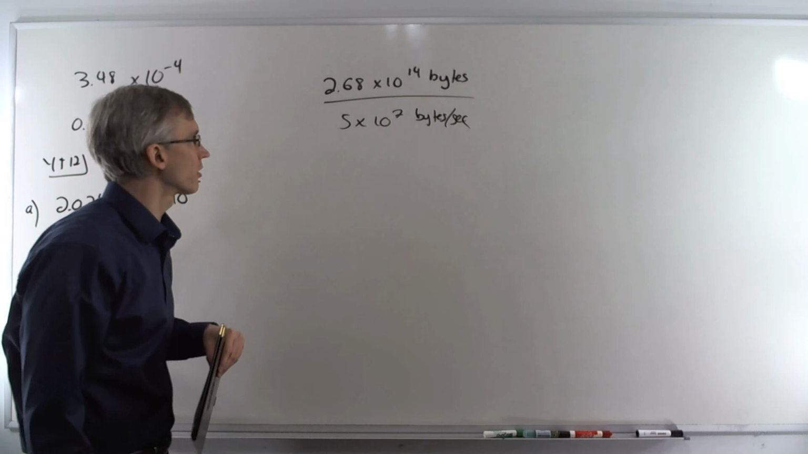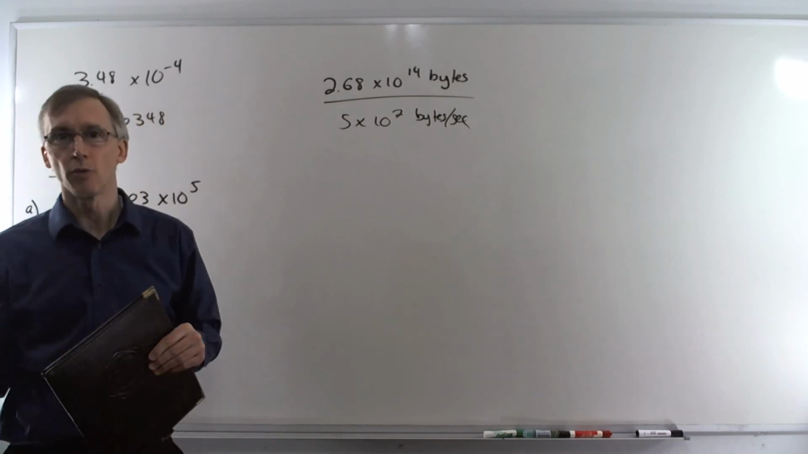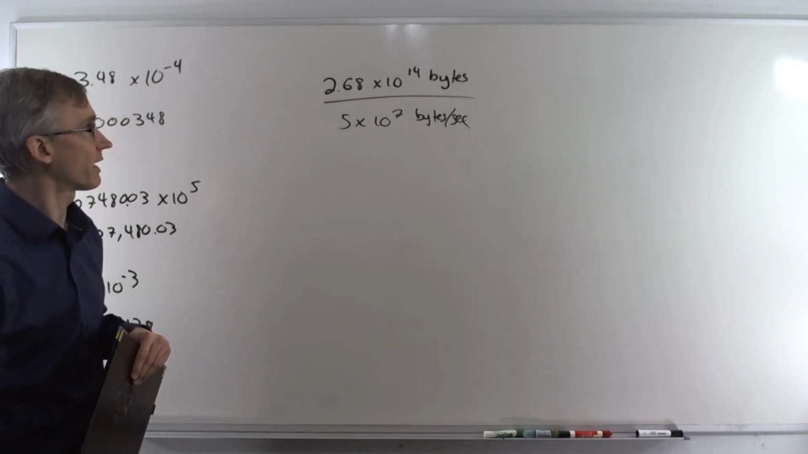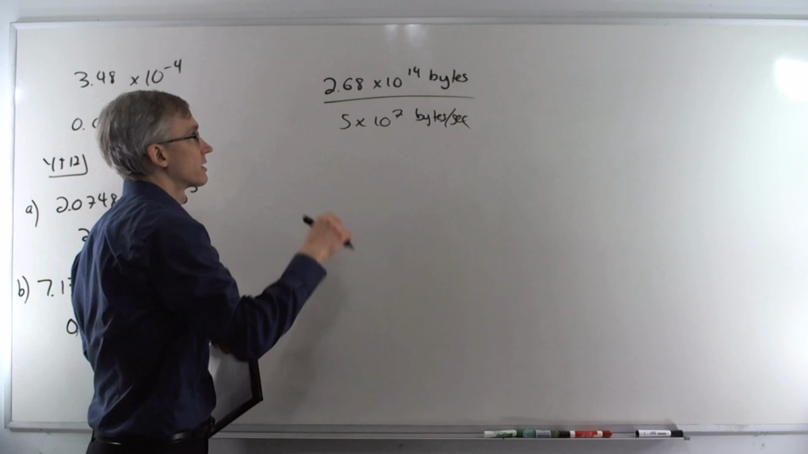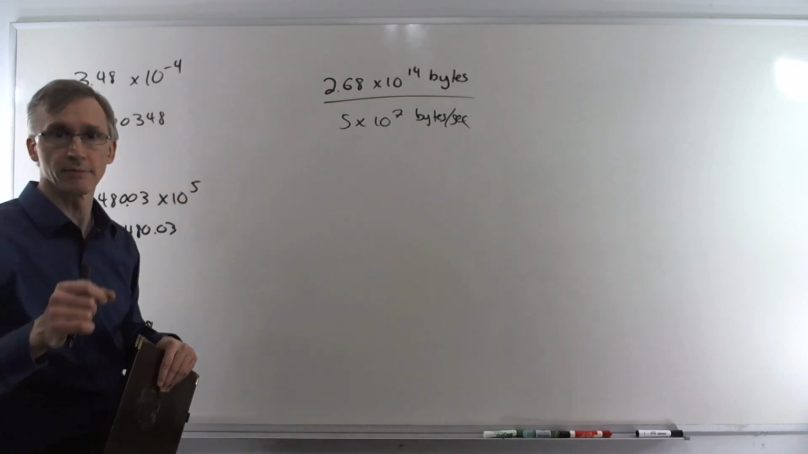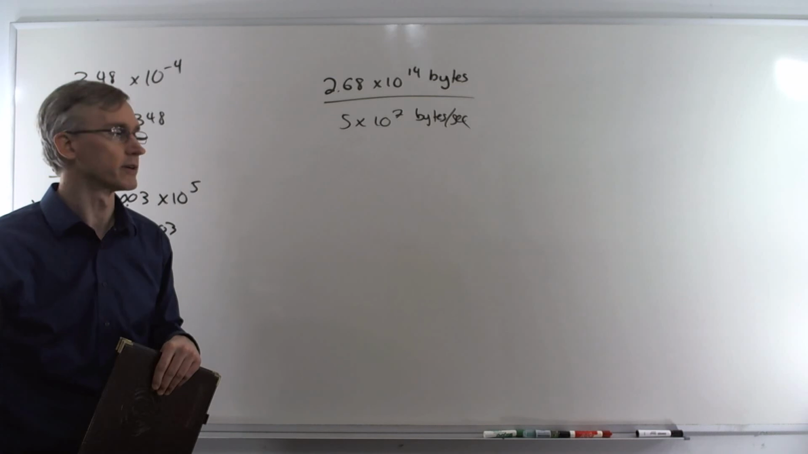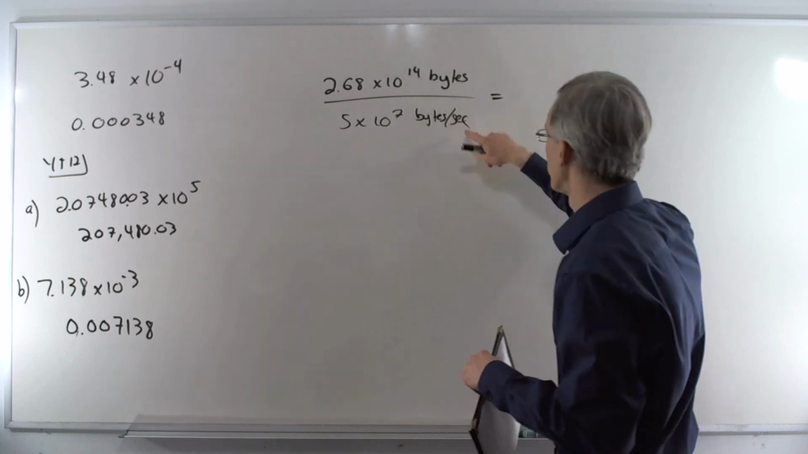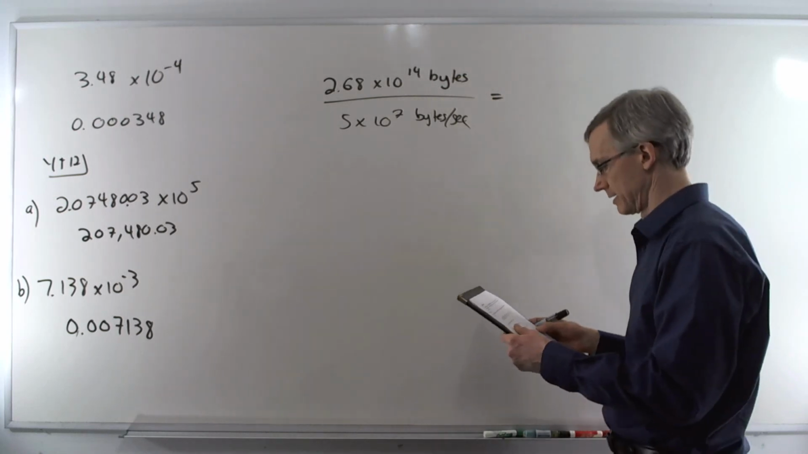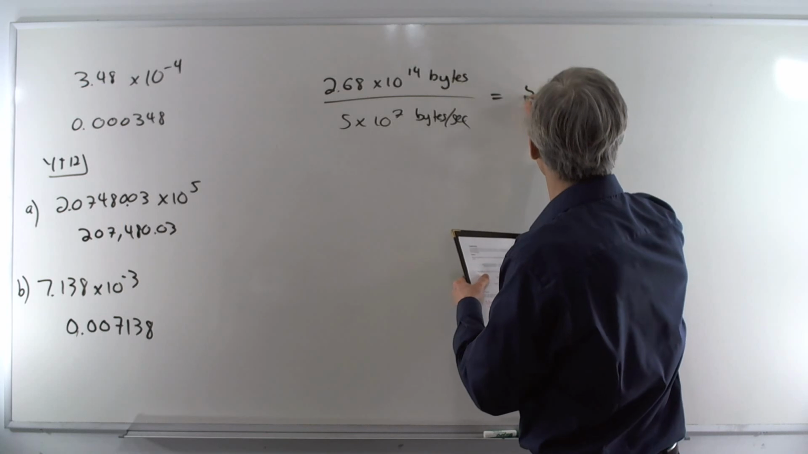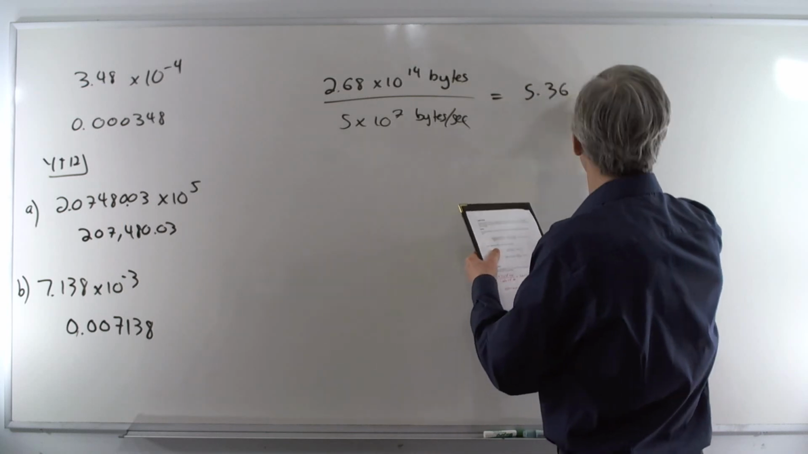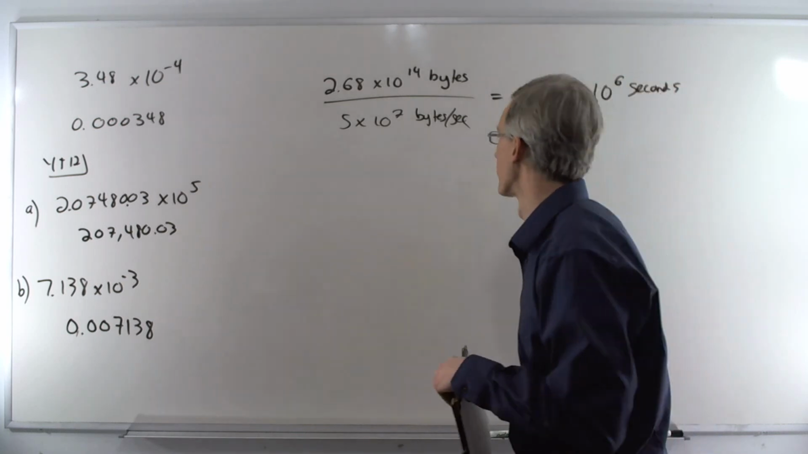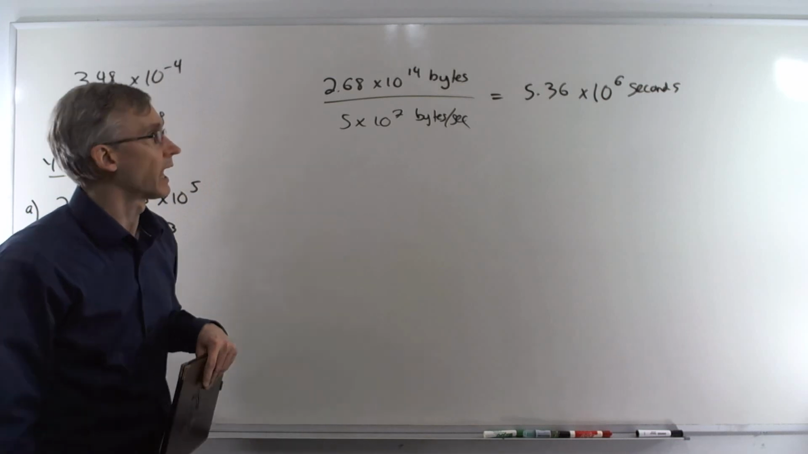And so we're going to calculate how long would it take to download 1 day's worth of YouTube videos. So we can divide those out, and make sure you can perform calculations like this in your calculator. Some calculators will have an E symbol, and some of them have a 10 to the symbol on there. So figure out how your calculator works. Divide these out. Bytes divided by bytes per second is seconds. So that gives us 5.36 times 10 to the 6th seconds.